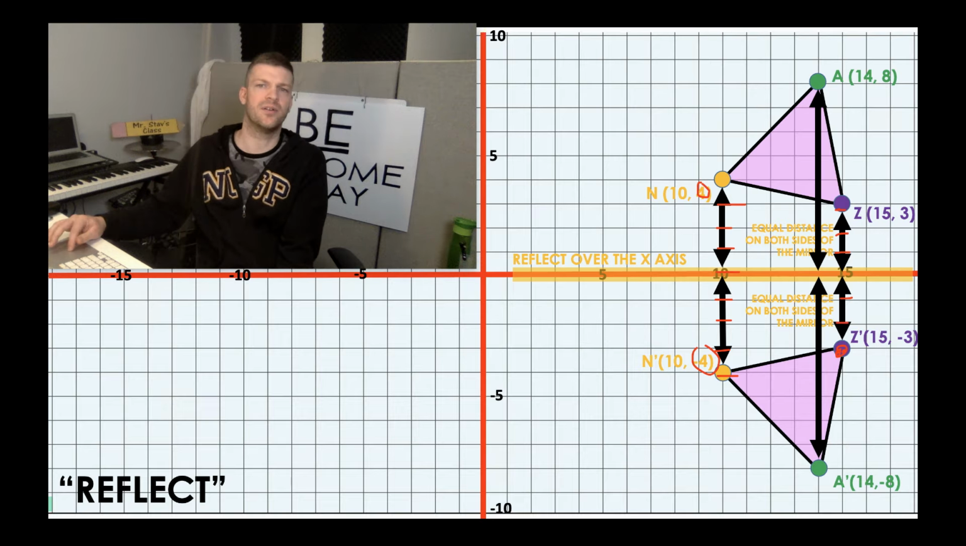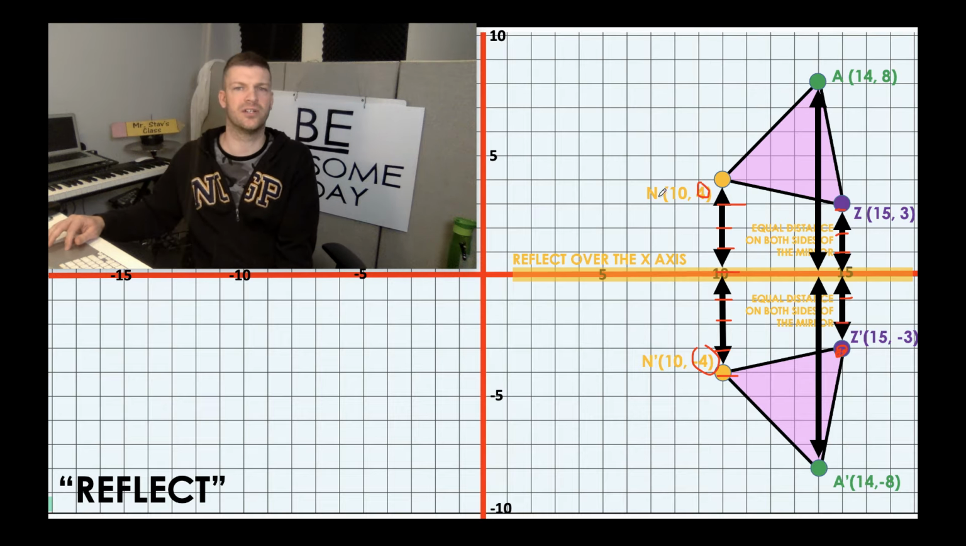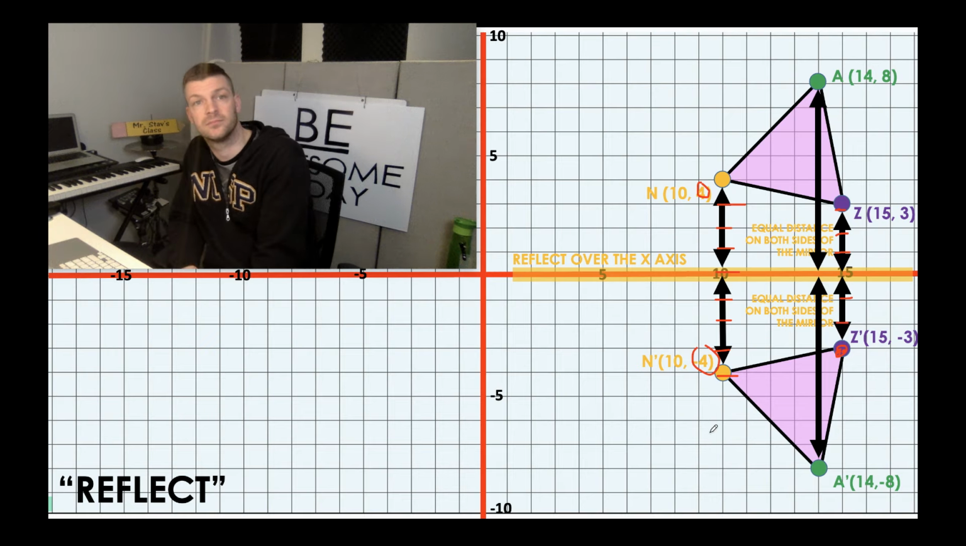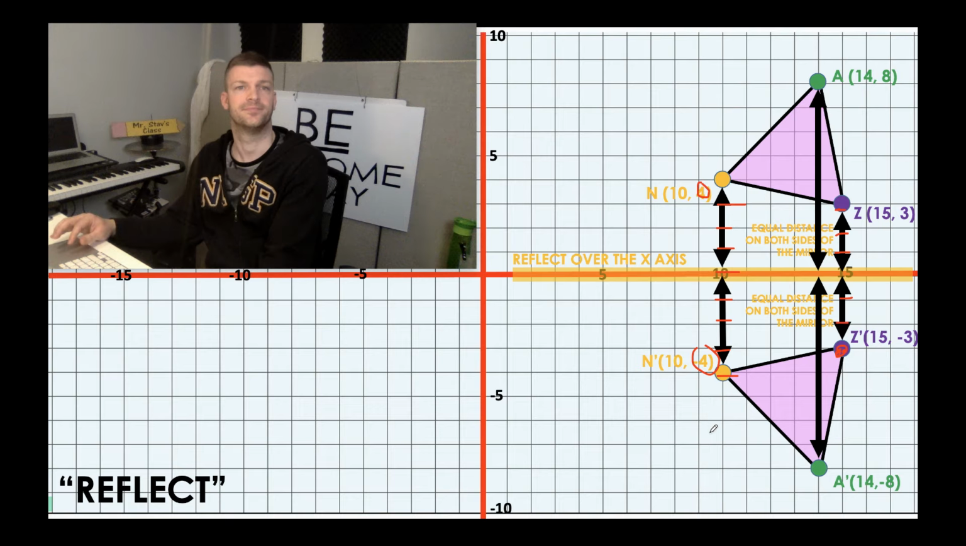Okay, so up here we have triangle NAZ, NAZ. Okay, and down here we have triangle N prime, A prime, Z prime, or we could say triangle NAZ prime. Shout out Nazanin.